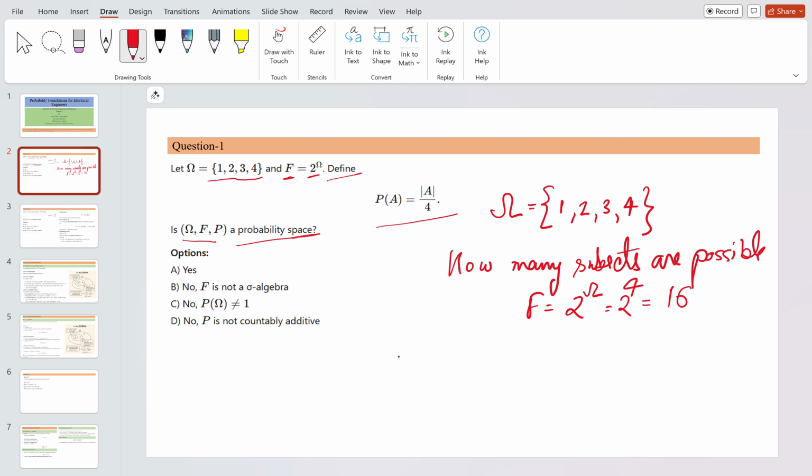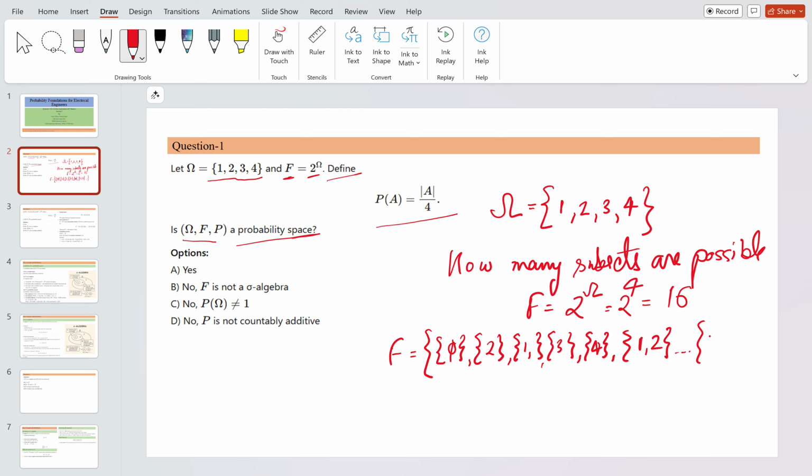You can also write it like this: F contains the empty set, the single elements like 1, 2, 3 or 4, then taking two elements together, like 1, 2 and so on, and taking three elements together is also possible, like 1, 2, 3 and so on. So there are 16 subsets possible from this set.